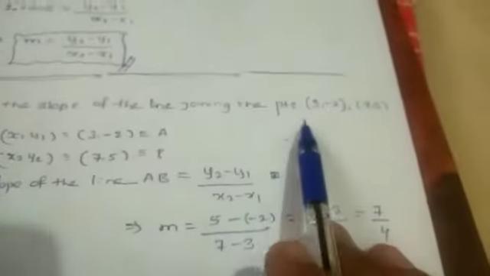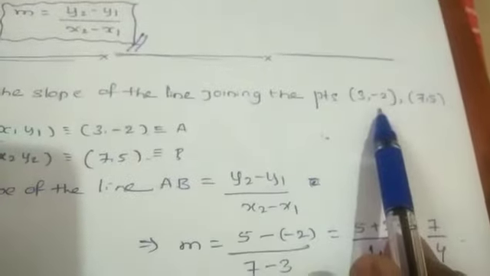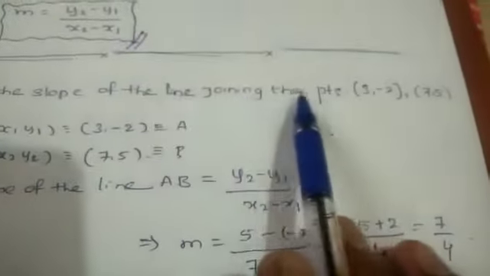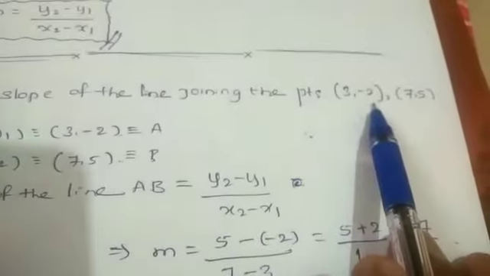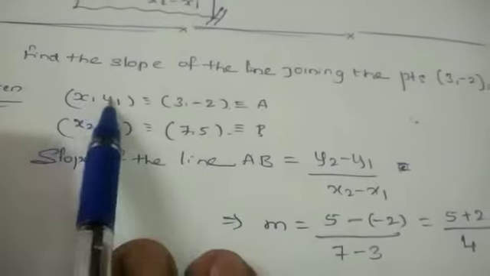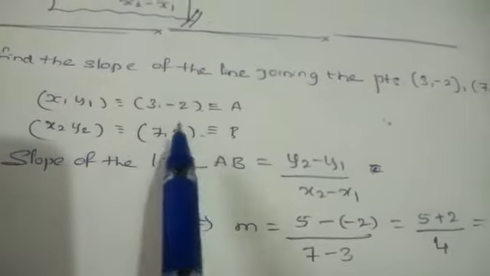Okay, in relation to this equation, one simple example. If two points are given, how do we find the slope of the line joining the two given points? Find the slope of the line joining the points (3, -2) and (7, 5). Consider the given points as x1 y1 and x2 y2.